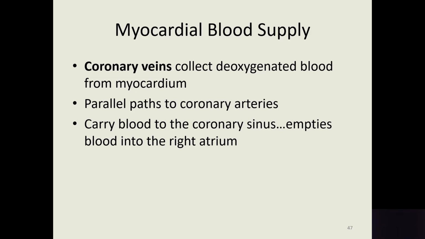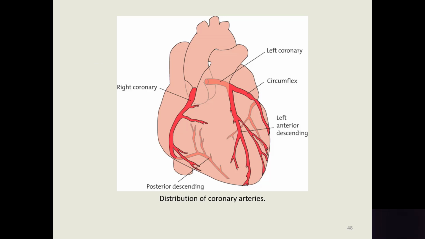The coronary veins run parallel to the coronary arteries, and they collect the deoxygenated blood from the myocardium. They empty into something called the coronary sinus, which dumps into the right atrium. So here's a basic picture of the distribution of the coronary arteries. There are many variations and anastomoses of these arteries.